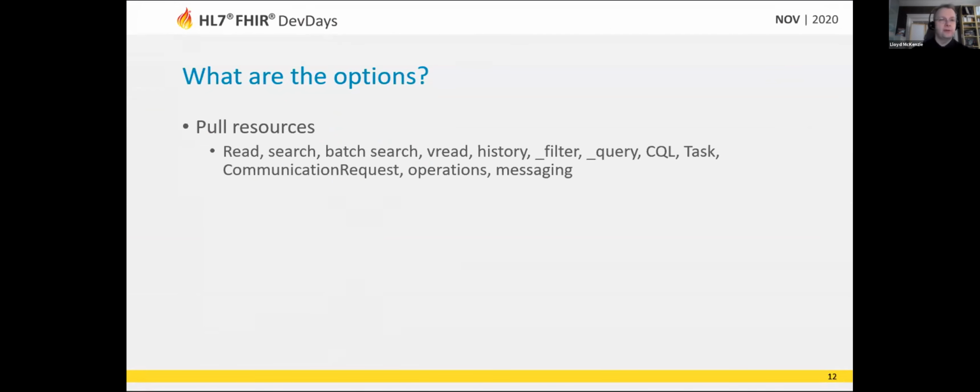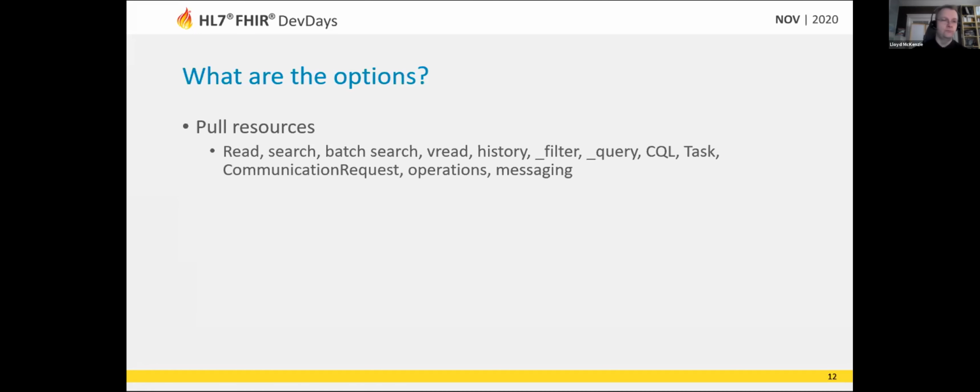The simplest way for sharing is to do a read. So you already know what record it is that you want because it's been pointed to by something else. And so you just go retrieve it. But there's a number of different variations on that RESTful GET type mechanism.